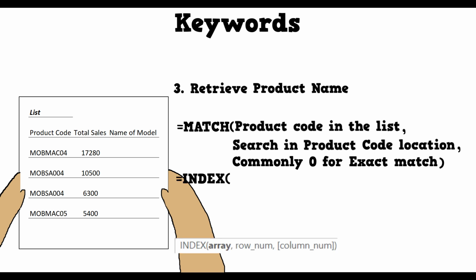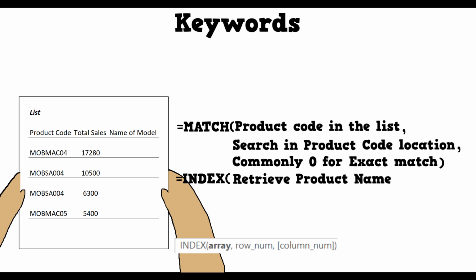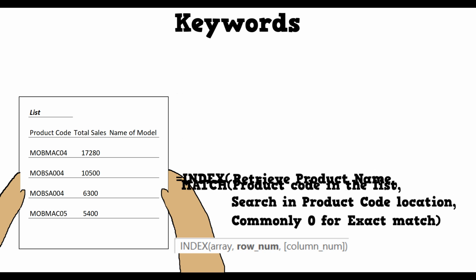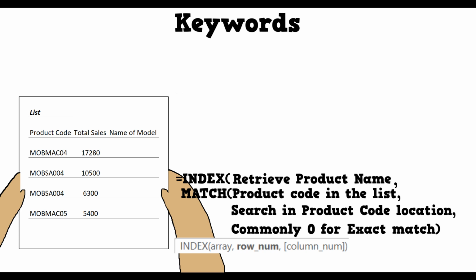The argument for index function requires us to input the range where we can retrieve the product name. Input a comma and the second argument is bold. The second argument is basically to tell Excel which row number do you wish to retrieve, based on the selection of the first argument. And we can simply slot in our match function where it was used to find the row number.